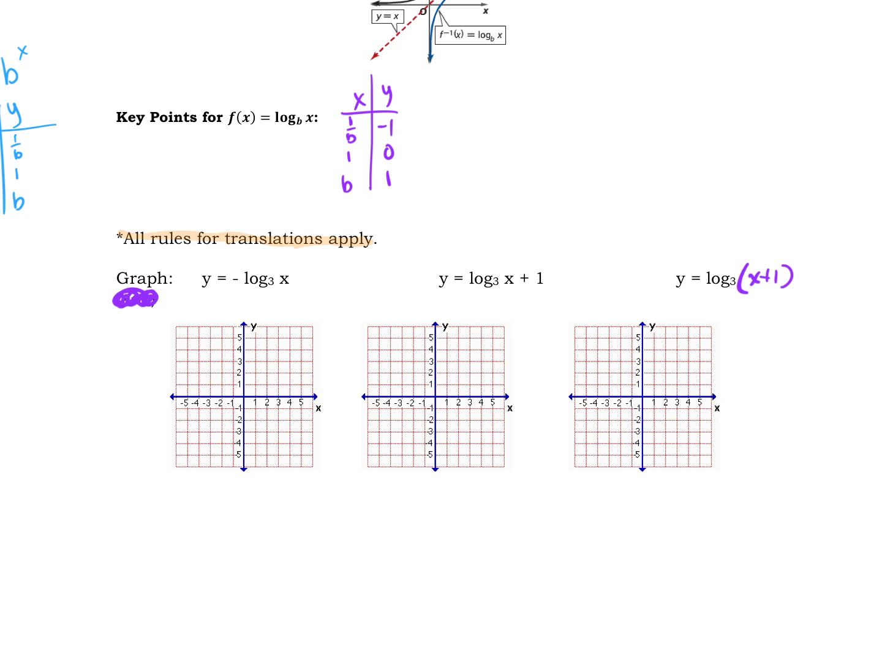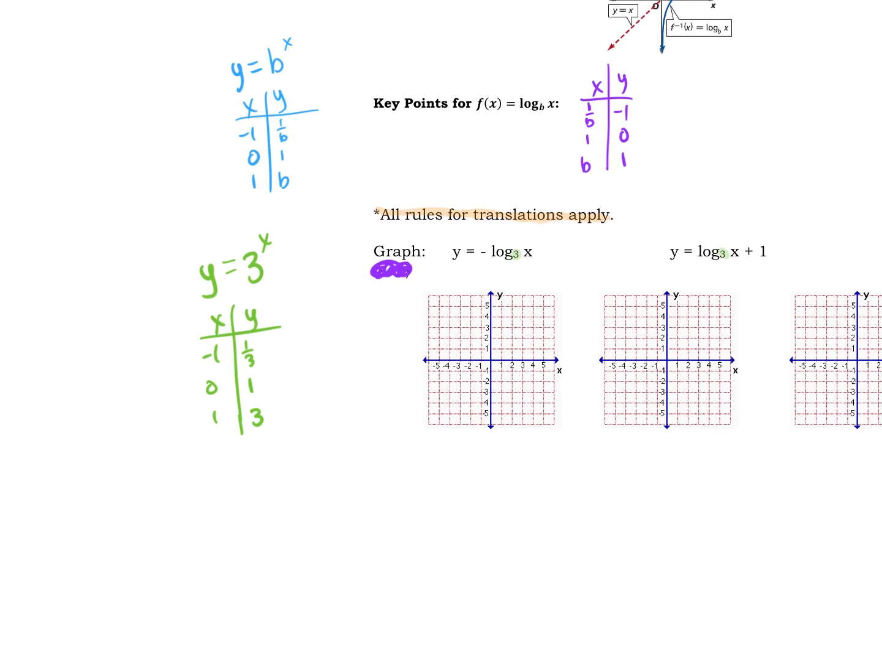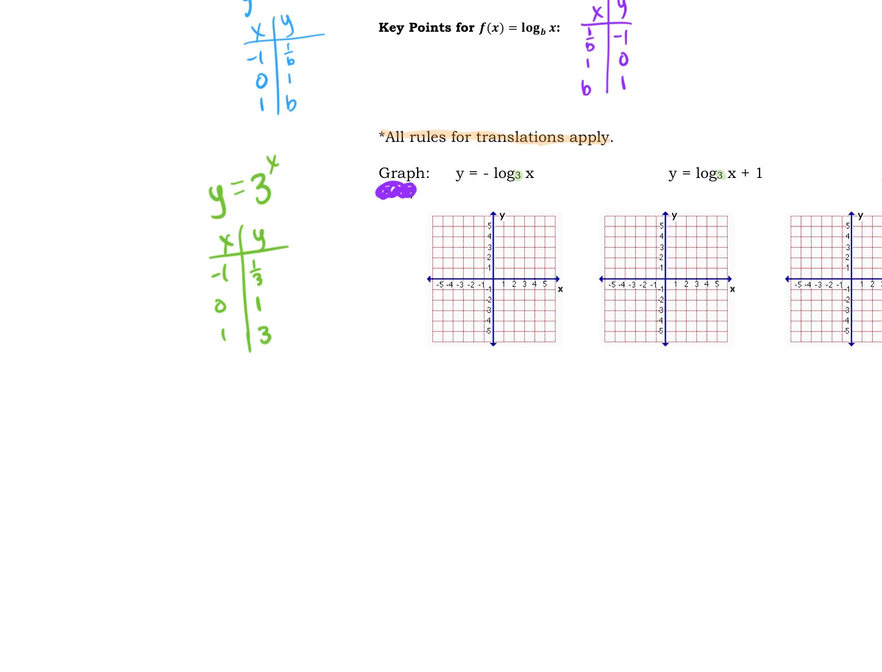Okay, if you notice, take a look here. I need you to notice all of these are a log base 3 that we want to graph. What that means is we want to come up with a table of values for y is equal to 3 to the x. That's our first step. So y is equal to 3 to the x, and let's do our table. So 1/3 and 1 and 3. Okay? So that's our exponential.